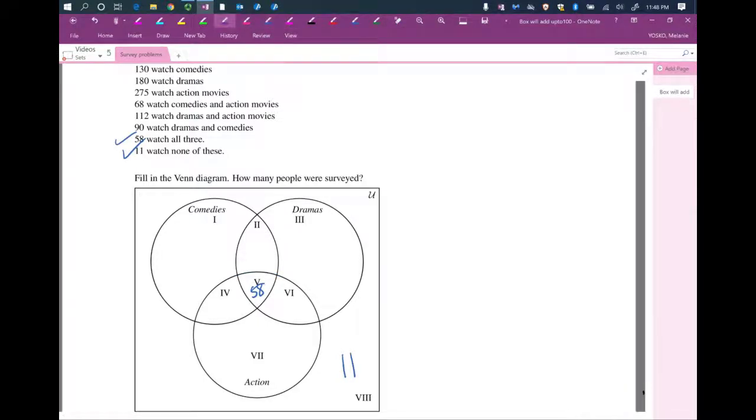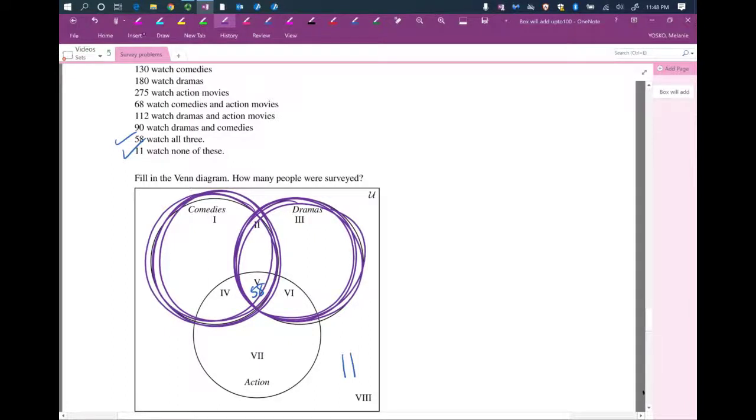Then we see that 90 watch dramas and comedies. So here's the drama circle. Here's the comedy circle. 90 watch dramas and comedies. So these 2 regions together, region 2 and region 5, will add up to 90. We know 58 people like dramas and comedies and action. So these 58 are certainly part of the 90 who watch dramas and comedies. So we do 90 minus 58. We put that right here. So 90 minus 58 is this region. So it looks like that's 32.